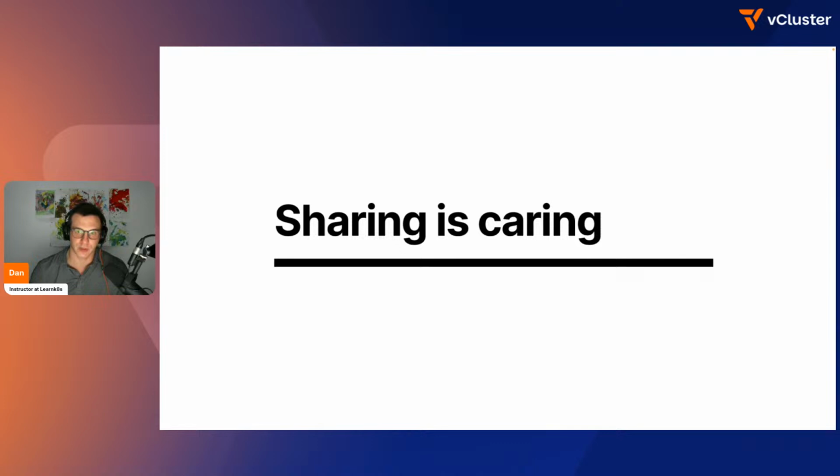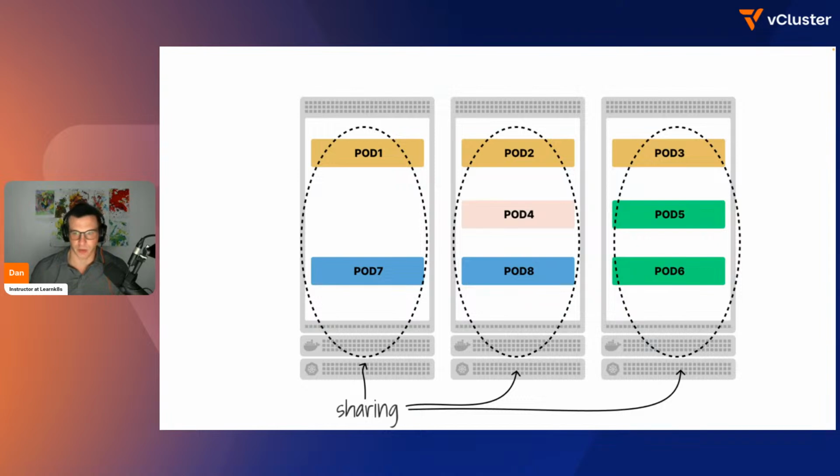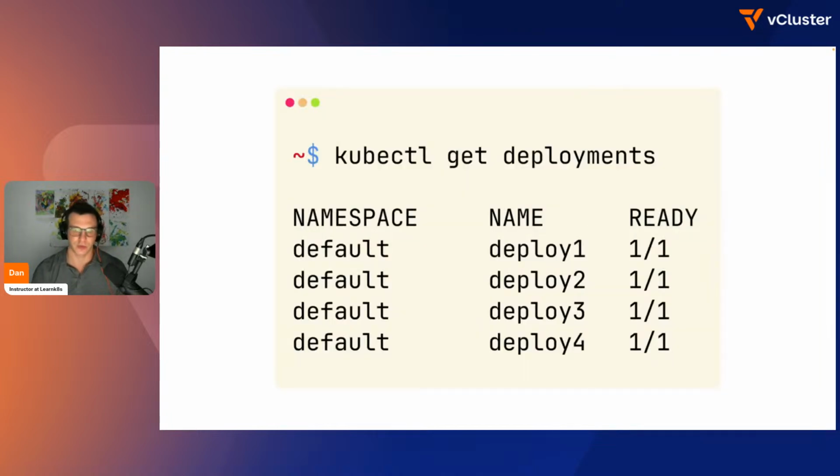Most of what we're doing here is sharing. If we have this cluster shared by 4 people, we all share the same API server, the same etcd, and the same nodes. And if you were to run kubectl get deployments, you would get back a list of deployments, no matter which team you're from. You will see all of them.